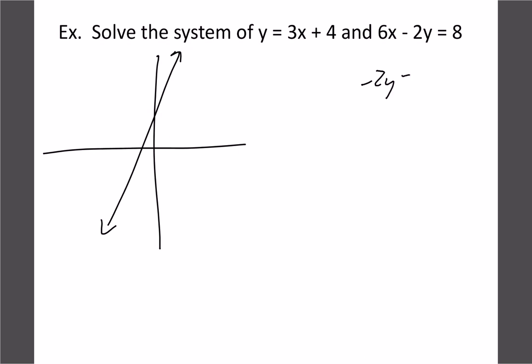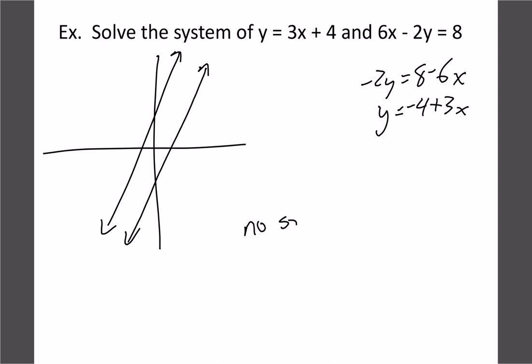So we'd have minus 2y equals 8 minus 6x. And let's divide by -2. So we'd have y equals -4 plus 3x. And you can actually see that we get a very similar graph. It ends up being just down below, something like that. So in this case, just by looking at them, they look like parallel lines, which they are because their slopes are the same. So we actually have no solution in this case.